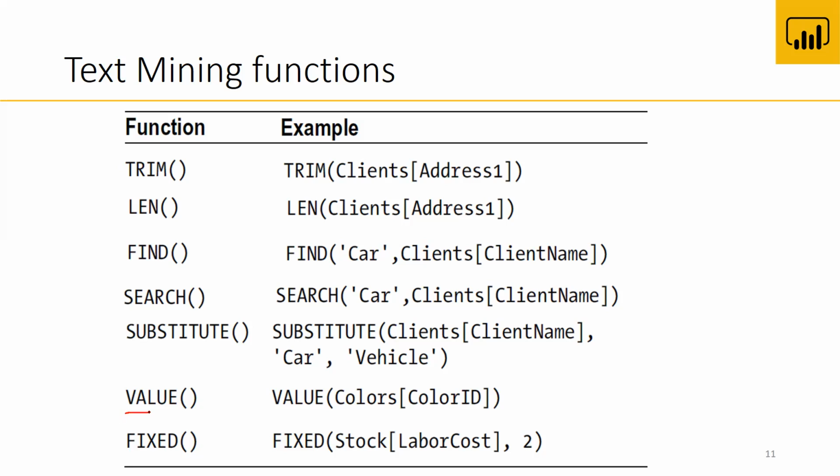And the value function, I already defined the value function. The value function will convert a string. Suppose a number 15 is stored in the form of a string, and I want to find the value of that. The value can be determined with the help of the value function. Fixed can be used for removing the number of decimal places. So two decimal places will be retained, and the remaining will be truncated. So these are the different string functions.